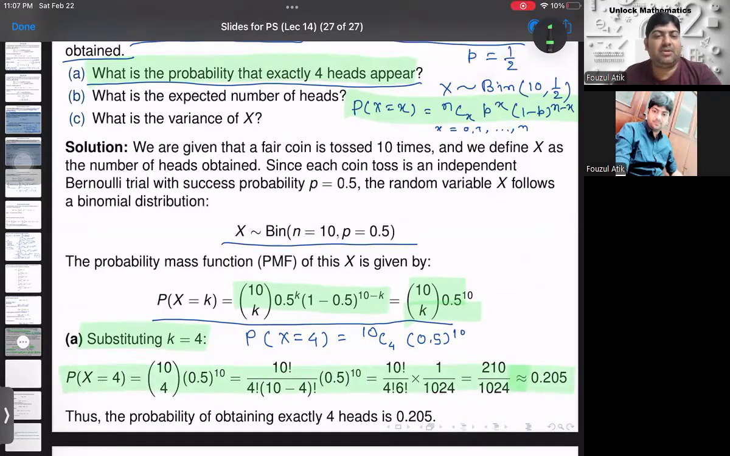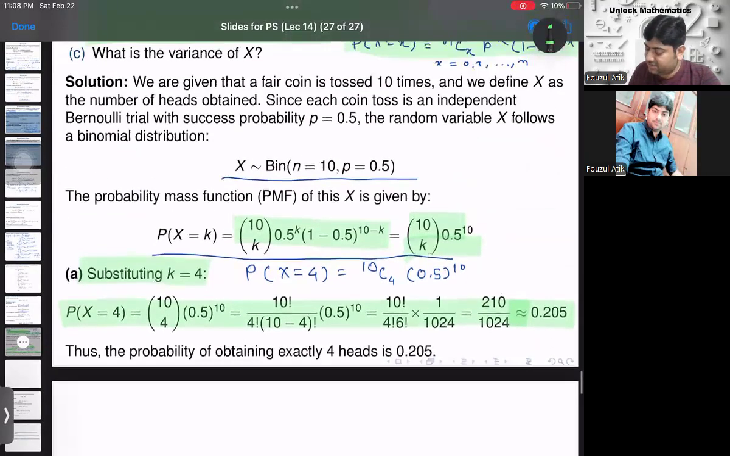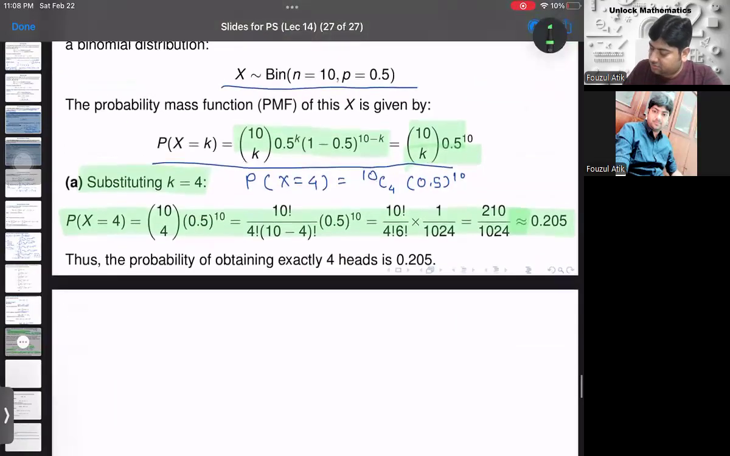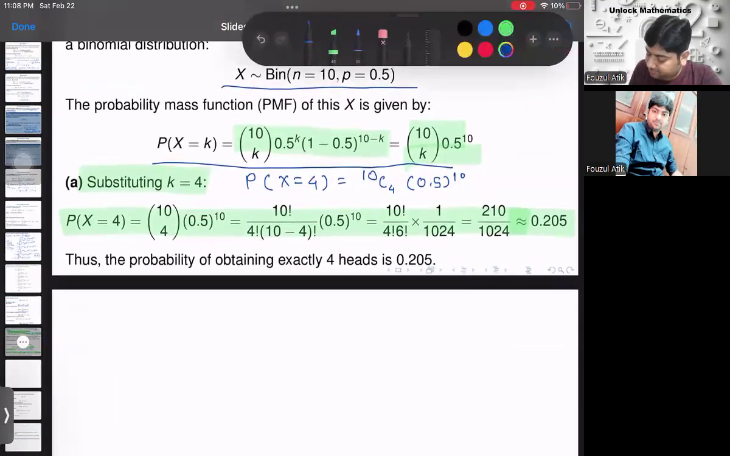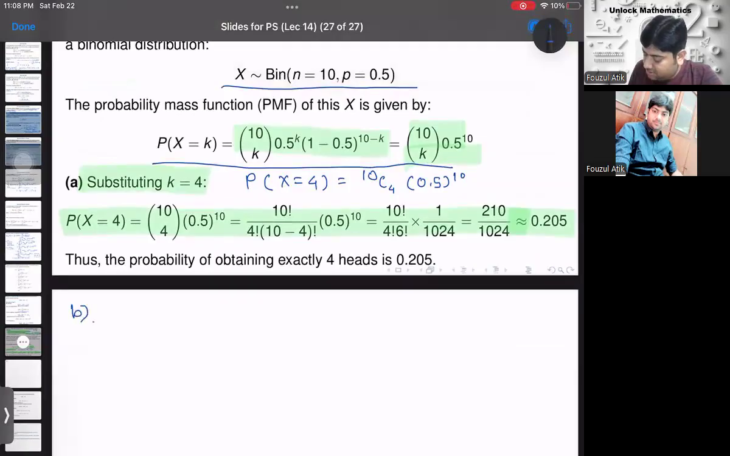Next question is, what is the expected number of heads? We all know that for the binomial random variable, the expected value is n into p. So the answer to the second question is E of X equal to n into p. But what is n? It is 10. What is p? It is 1 by 2. So the expected value is 5.